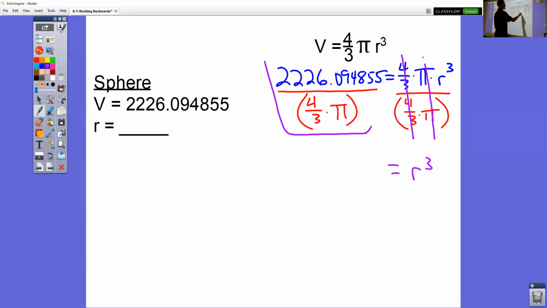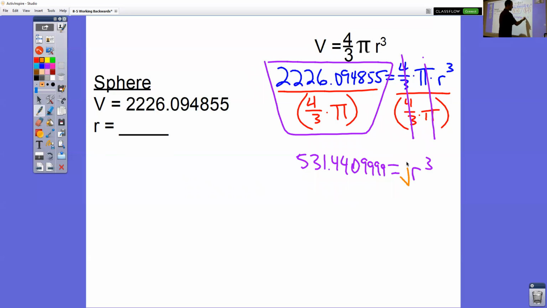You're going to type this directly into the calculator. So when you do that, 2,226.094855 divided by parentheses, 4 divided by 3 times pi, close your parentheses. We get a big, long, ugly decimal. We get 531.44009999.